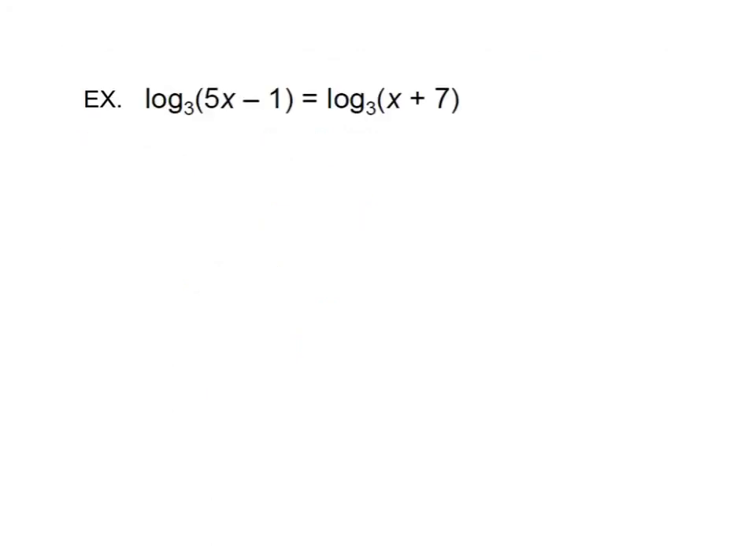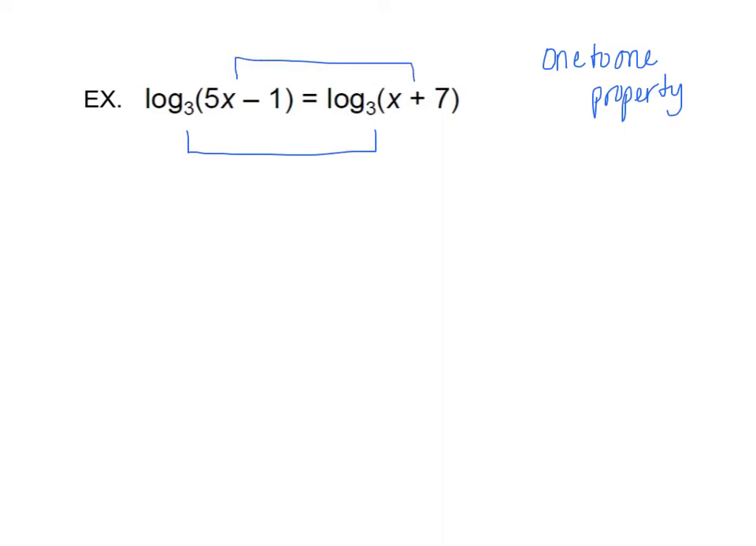Okay, here's a final example. This one we're going to be using the one-to-one property. And the reason it's the one-to-one property is because the bases of both logs are the same. So the one-to-one property says if the bases of the logs are the same, then the values of these are also equal to each other.